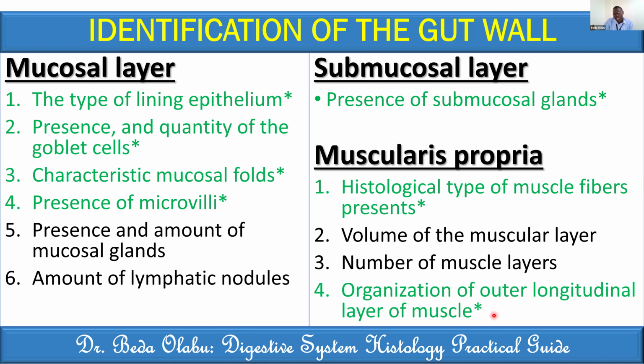But one last thing that you need to put emphasis on is look at the outer longitudinal layer of muscle and see whether you have bands or not. If you do have bands, then you are sure this is colon. And if you don't have bands, then you are sure this is not colon. Again, that is black and white. So having taken you through that theory part, I want us to now pick various segments of the alimentary canal.